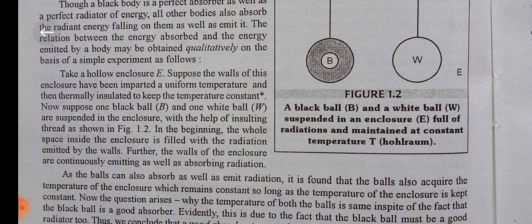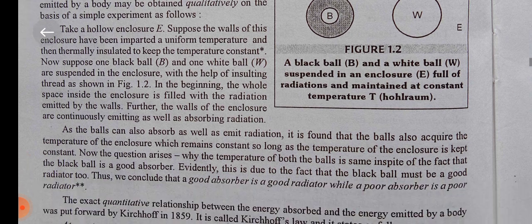Suppose the walls of this enclosure have been imparted a uniform temperature and then thermally insulated to keep the temperature constant. Now suppose one black ball B and one white ball W are suspended in the enclosure with the help of insulating thread. In the beginning, the whole space inside the enclosure is filled with radiation emitted by the walls. Further, the walls of the enclosure are continuously emitting as well as absorbing radiation.